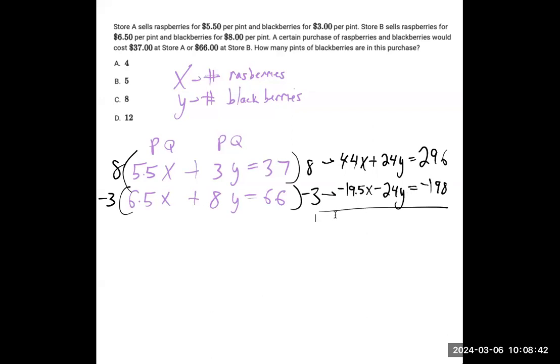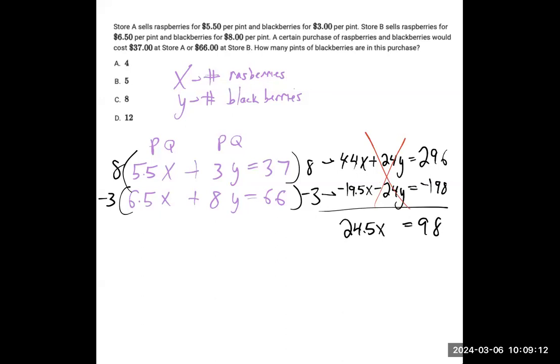And now we can start adding down all the columns. 296 minus 198 is going to give you positive 98. And in the X column, 44 minus 19.5 gives you 24.5x, and the Y's cancel because we have opposites.